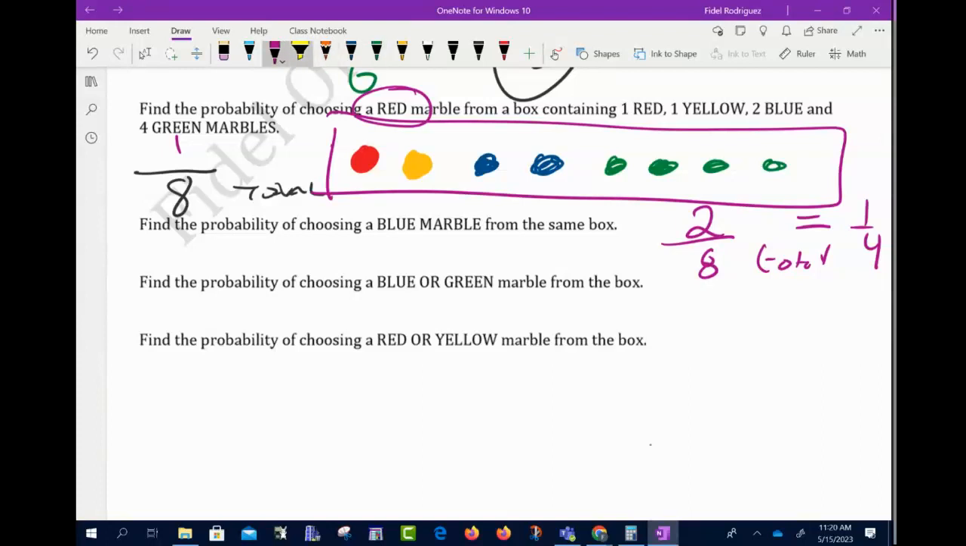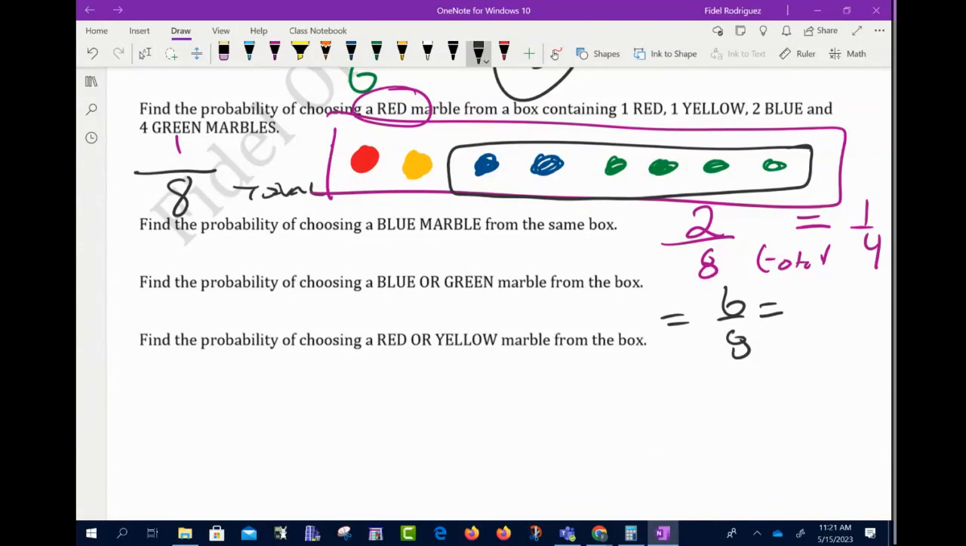All right, let's do the same thing here. Look, remember, the total is still 8. We want to know how many are blue or how many are green. So we have a total of 8. Blue or green, how many are those? 6. Can I reduce that, y'all? 3/4? Good. Divide them both by 2.